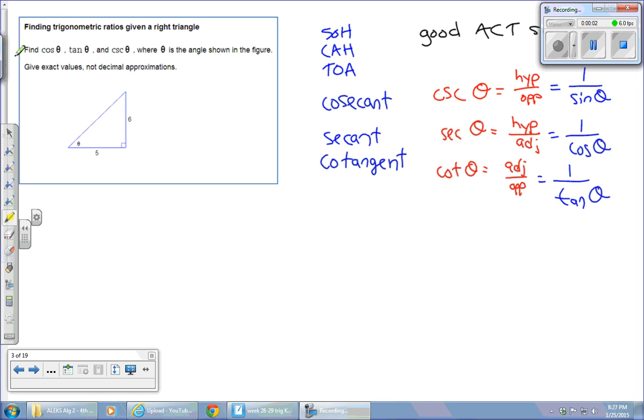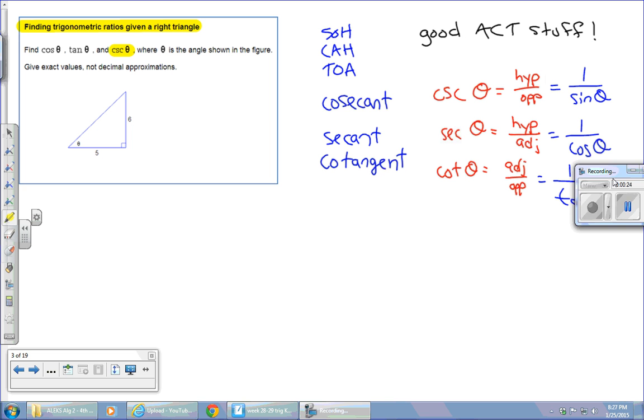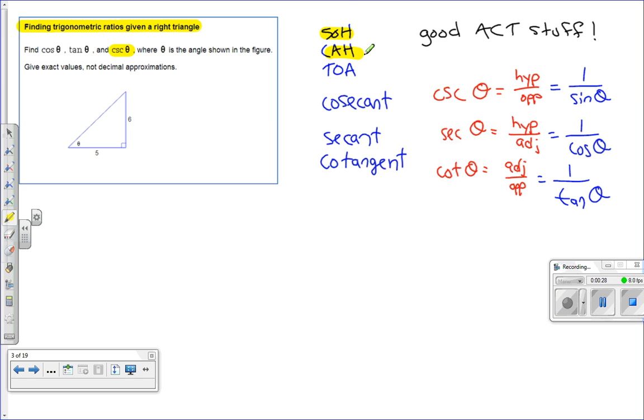Okay, what we're going to be doing now is finding the trigonometric ratios of a given right triangle. They're going to introduce some new ones. We've known cosine, we've known tangent, and now is the first time you're going to see cosecant. Okay, cosecant, which is this one right here. So there's your typical SOHCAHTOA, which we know very well, and that's these ones right here.